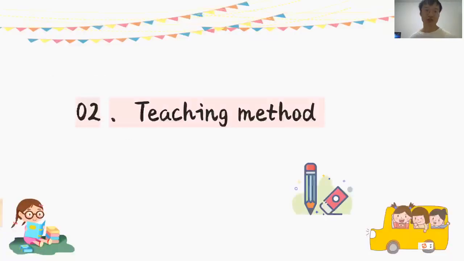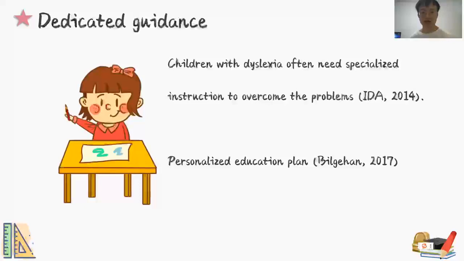So how the teacher teaches is very important. In the second part, I will introduce teaching methods. The first is a dedicated guide. The International Dyslexia Association proposed that children with dyslexia often need specific instruction to overcome the problem. The method proposed by Birhan is the personal education plan, which is based on student interest and ability to develop teaching plans, which improves student motivation for learning and contributes to their learning.